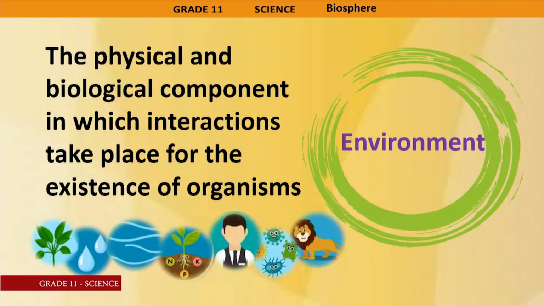When you get the environment, there is a physical component, like you get air, you get water, you get sunlight, you get soil. So, this type of physical components are there, and there is a biological component, like you get organisms, you get plants, you get animals, you get microorganisms. So, that is the biological component, and in which interactions take place. You know, there are continuous interactions. These interactions can be between physical factors, between biological factors, between physical and biological factors.